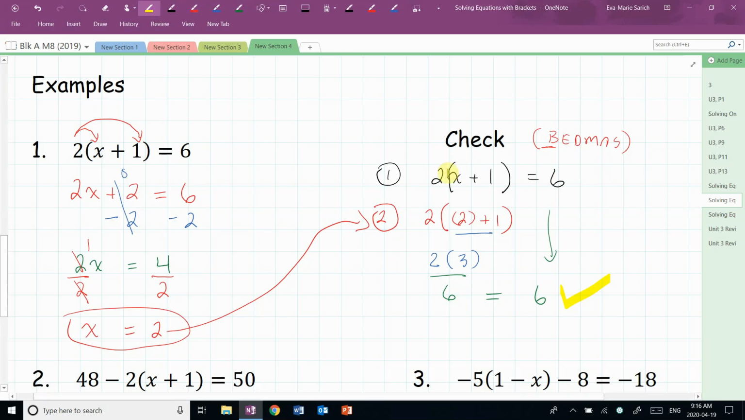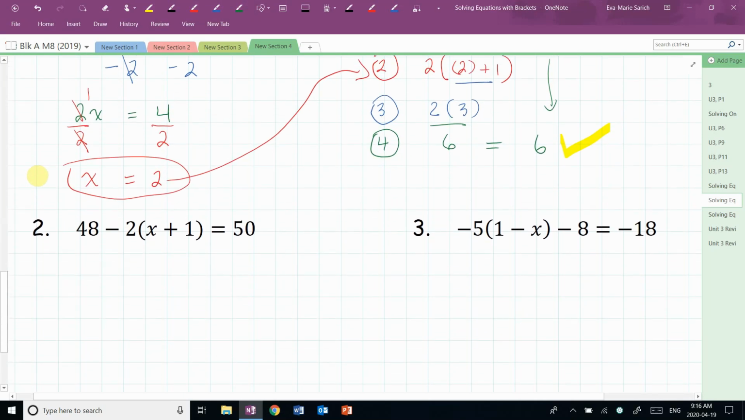Okay, so we wrote down the equation, we substituted in the answer, we started to calculate using BEDMAS, and then eventually we compared that the left equaled the right. Okay. Let's move on to a more complicated question.